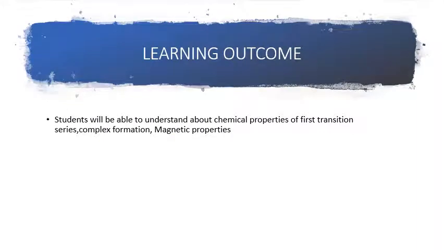What is the learning outcome of this lecture? The students will be able to understand the chemical property, that is complex formation, with the most important examples of the first transition elements, and the magnetic properties of the first transition elements.